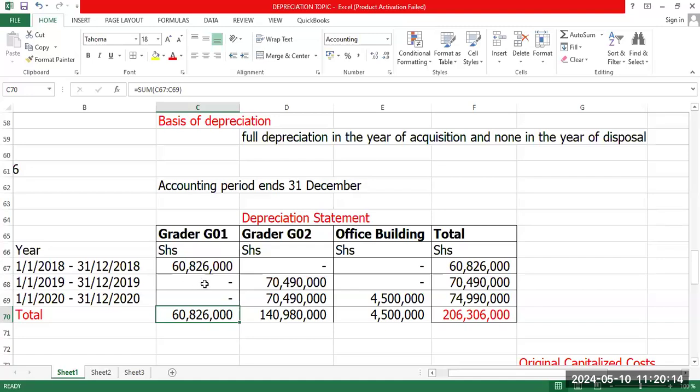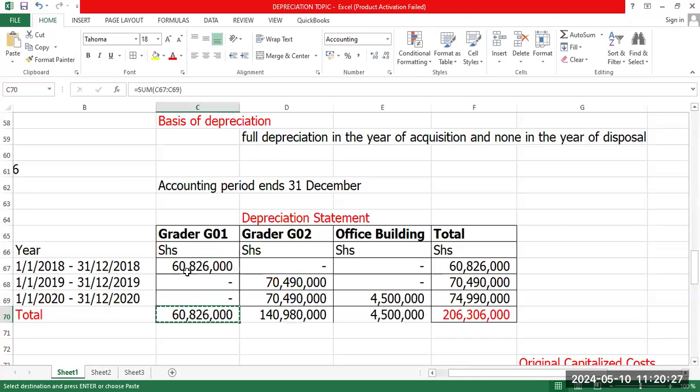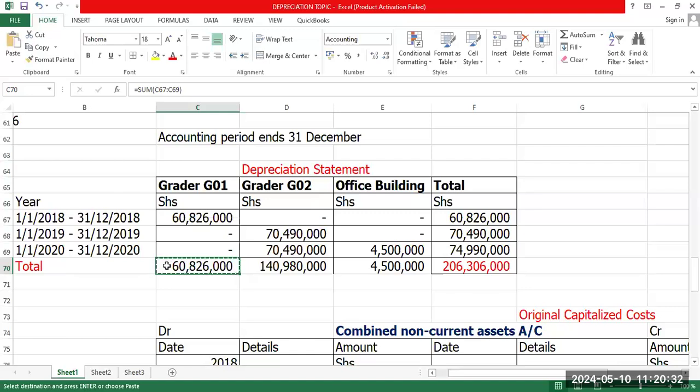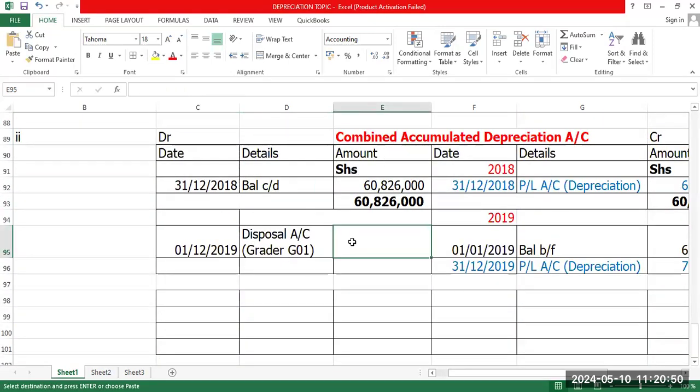Because we disposed of in 2019, you are seeing that in 2019, we didn't give depreciation. We didn't give depreciation in 2020. So we just copy this value. So that's how this depreciation statement is going to help you. It helps you to quickly pick the figure. This side, we are picking the total depreciation for the year. This side, we are picking total depreciation for the particular asset. Because the column represents the asset, not the years. So you come here and paste the value.